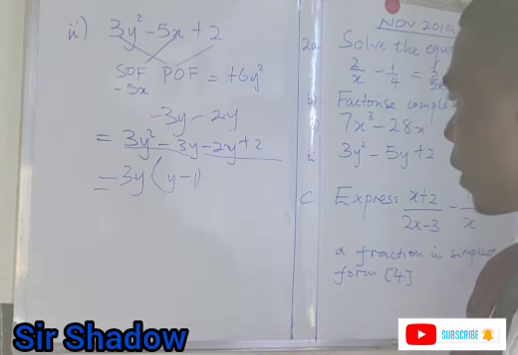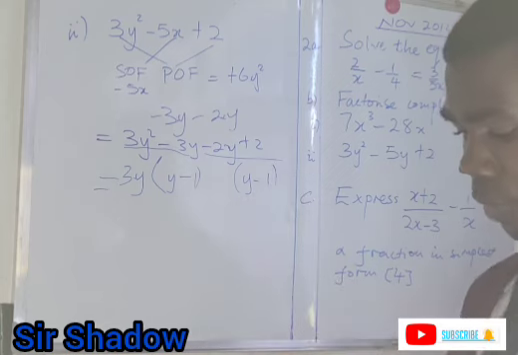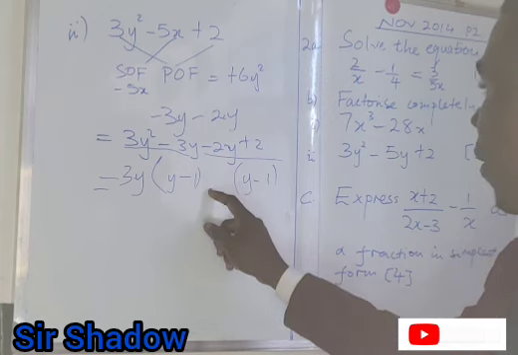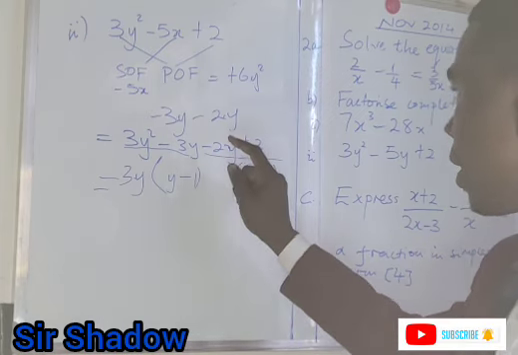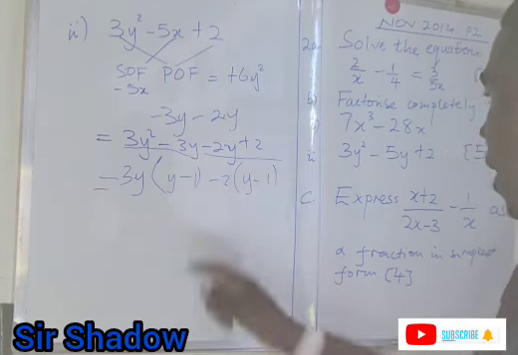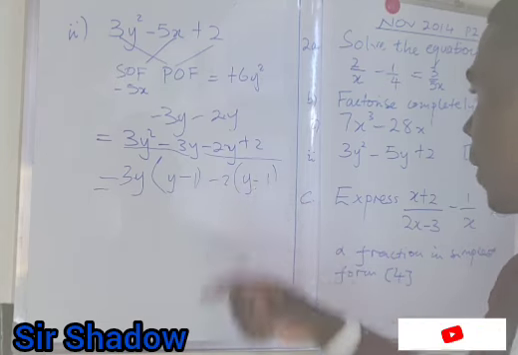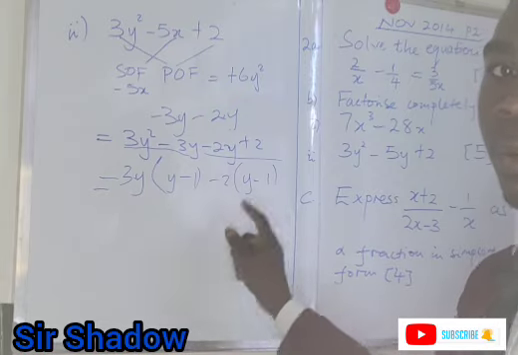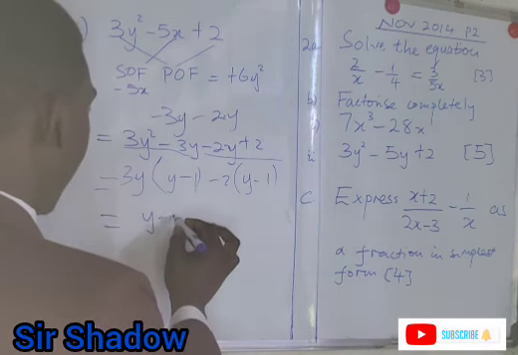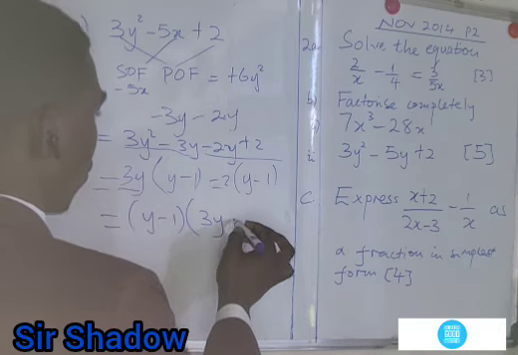And remember, this y minus 1 bracket should also equal the second bracket. So we have to find the factor we should write here, so that if we multiply that factor with this expression, it will give us minus 2y plus 2. If we multiply minus 2 times y we get minus 2y, and minus 2 times minus 1 gives us plus 2, so this bracket and this bracket are equal. Then we take one bracket. So we are saying this is equal to y minus 1 and 3y minus 2.